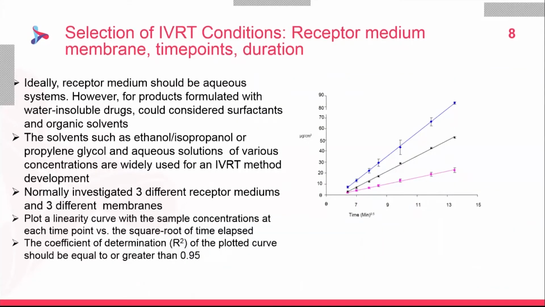The selection of the optimal IVRT conditions starts with the choice of the receptor solution. This was already discussed. The rationale for selecting the receptor medium is based on the solubility and stability of the drug in the medium. The receptor medium must provide adequate stability and sink condition. Ideally, the receptor medium could be a buffer solution.